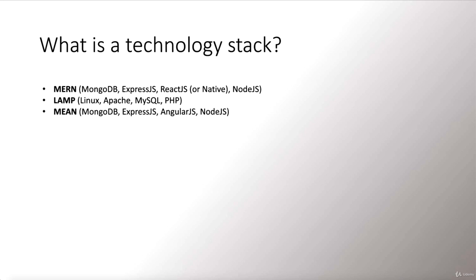You can see here a list of examples of widely used web development technologies in use today. For example, MERN, this is what our course will be about, which is MongoDB for database, Express.js for a backend, React.js or React Native as we will see in our course, and also Node.js. Another technology stack is LAMP, which is Linux, Apache, MySQL and PHP. MEAN is another technology stack for web development, which stands for MongoDB, Express, Angular or AngularJS and Node.js.